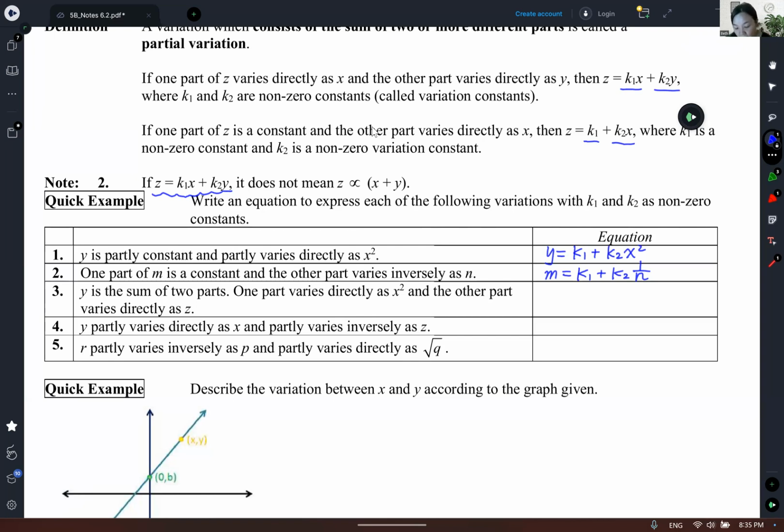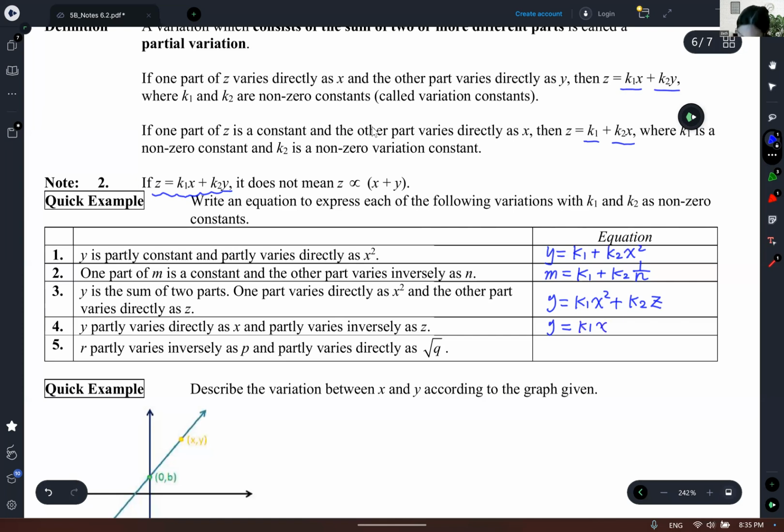Example 3. Y is the sum of 2 parts. One part varies directly as X squared and the other part varies directly as Z. So Y directly as X squared, the other part directly as Z. Number 4, Y partly varies directly as X and partly varies inversely as Z. So Y partly, and partly.